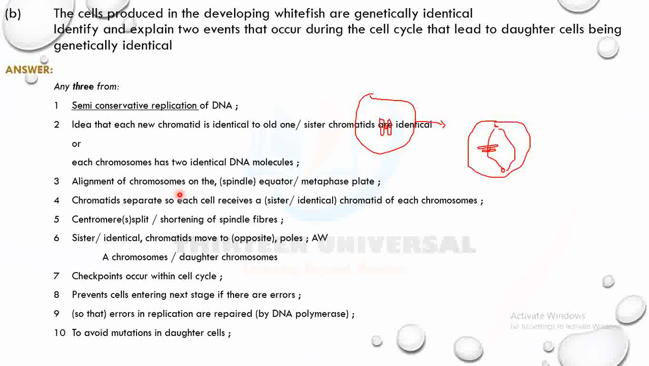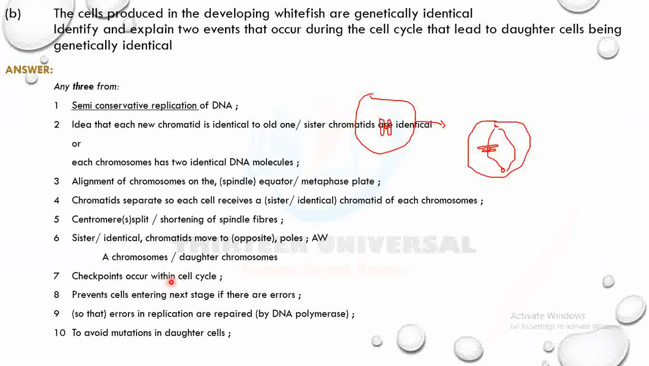Alignment of chromosomes on the equator at the metaphase plate. Can you see that? So why? Because chromatids separate, so each cell receives a sister chromatid. So when they separate, each cell will receive one. Centromere split, shortening of the spindle fibres, all of that helps to separate them.